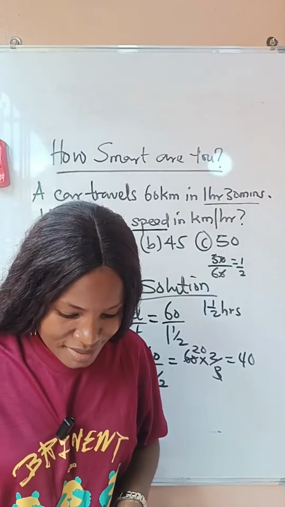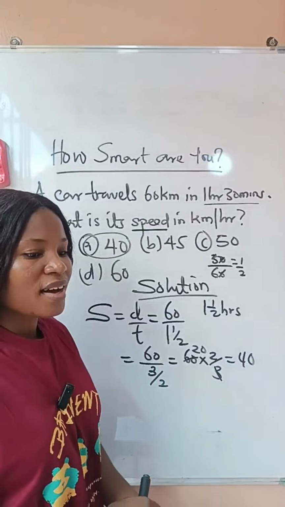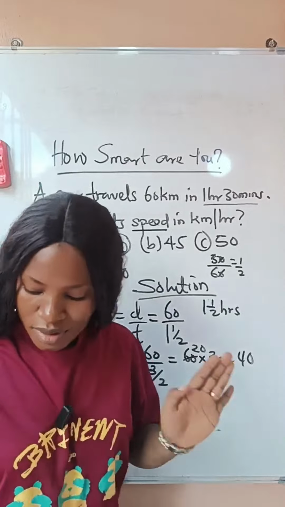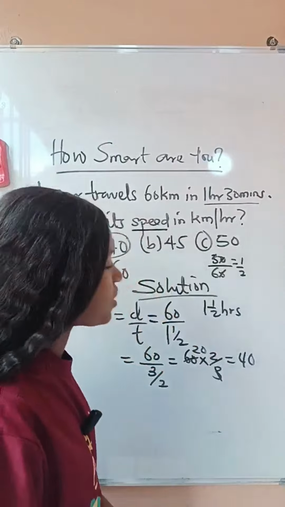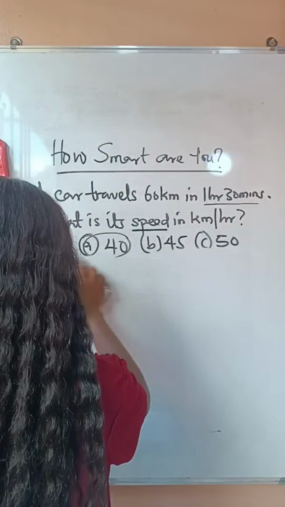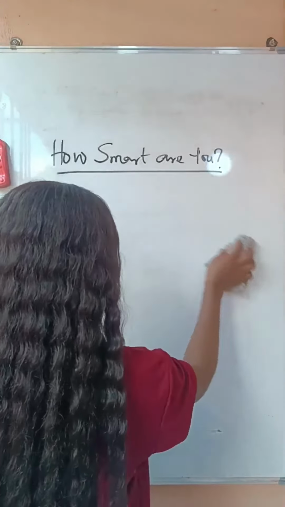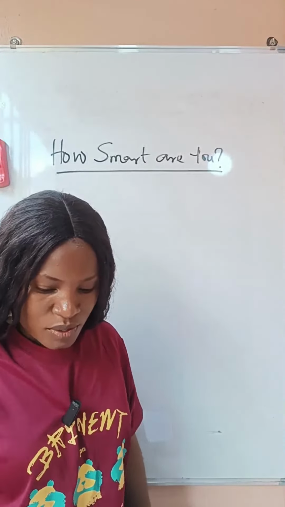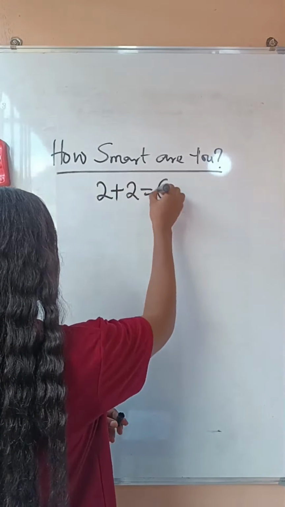Amazing, right? Okay. Now, let me ask another IQ question. It is tricky. So this is an IQ question. So how smart are you? Now this one says 2 plus 2 equals 6.